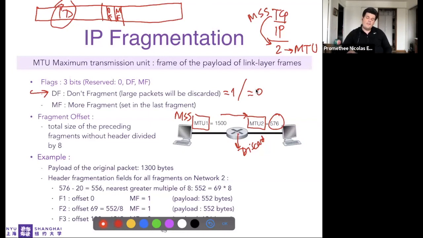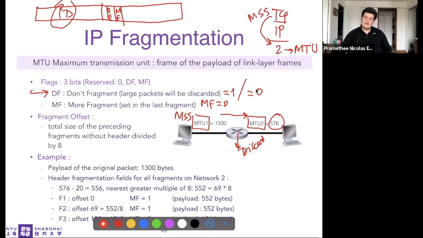And then we have the MF, and as indicated by the name, it indicates that this is not the last. So if there is fragmentation, the MF is going to be equal to zero for the last one. All right, for the last one.